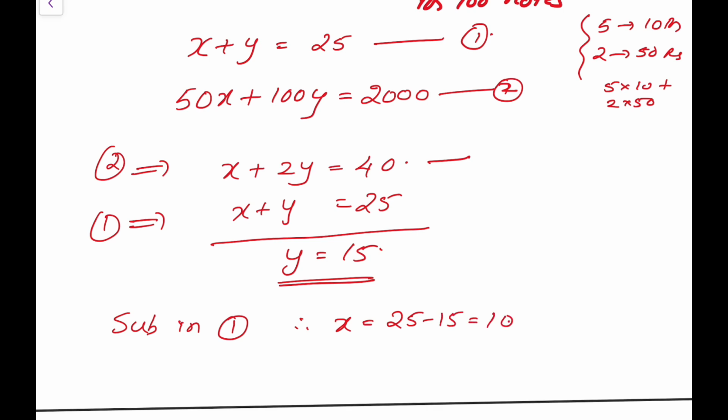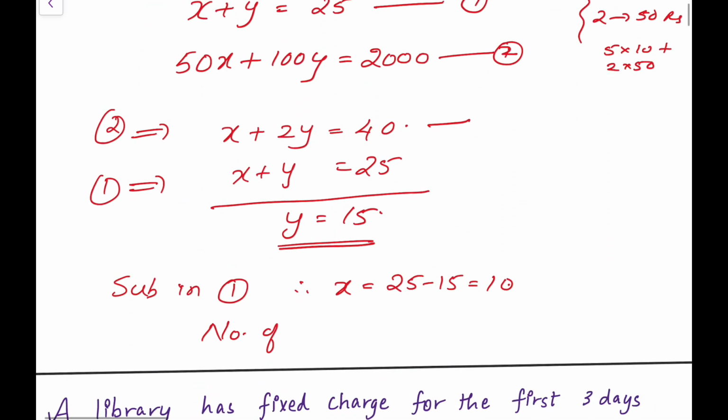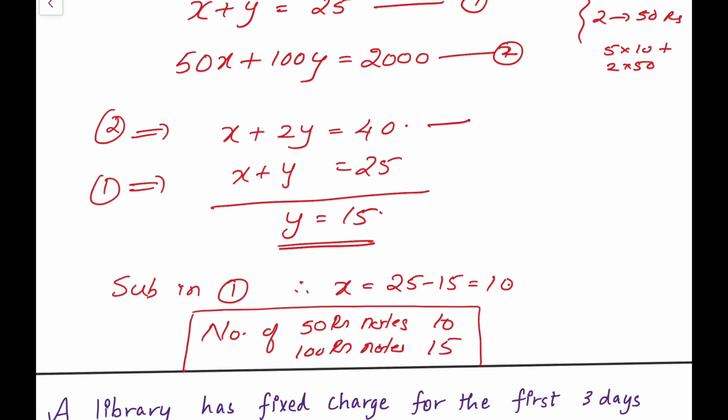So you have to write it down: the number of 50 rupee notes is 10 and the number of 100 rupee notes is 15.